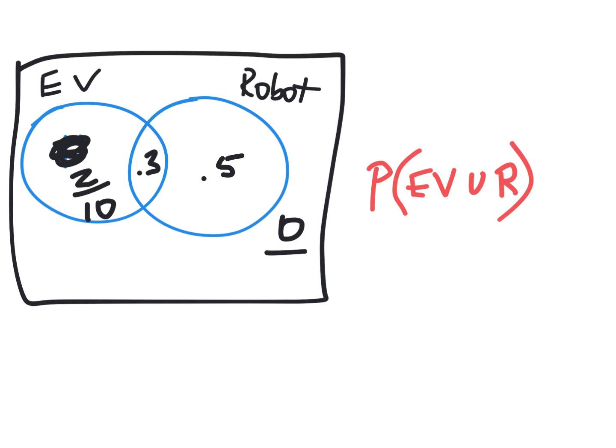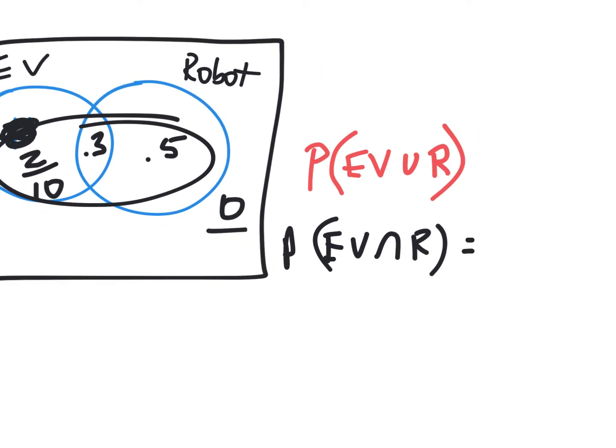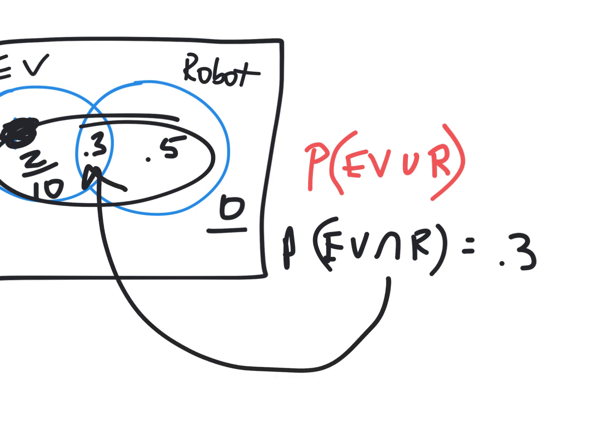Okay, now, what's my EV union R? Well, that's all of these added up. 100%. Raise your hand if you get that one right. Cool. Now I'm going to flip it. What if it's an intersect? Did you get 0.3? That's where they intersect. Intersect means where they overlap. Could we make that more hard? Of course we could. But you don't really need to know.